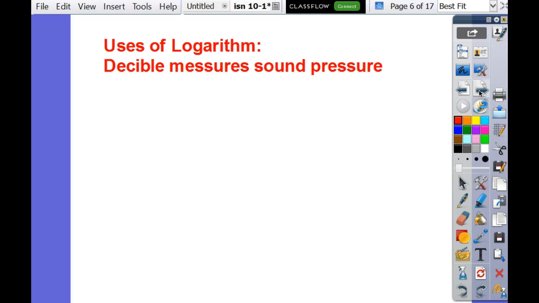One of the uses for the logarithm equation is decibels. Anybody know what decibels is? Decibel. Not decimal, decibel with a B. Sound. And some of you have the decibel set so high on your earbuds, you're ruining your ears. So decibel measures how loud the sound is. That is a log equation.